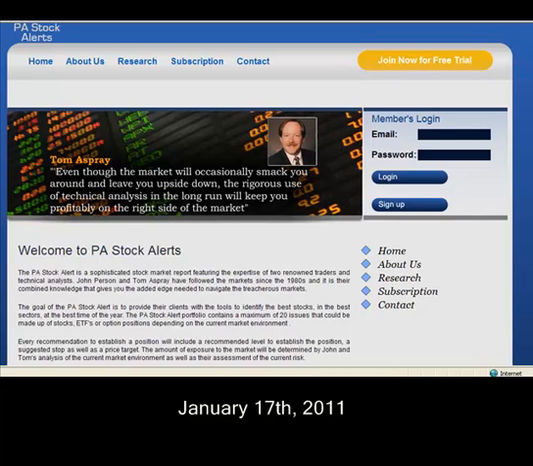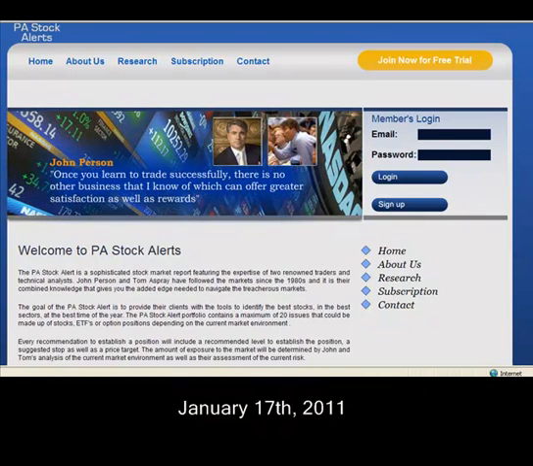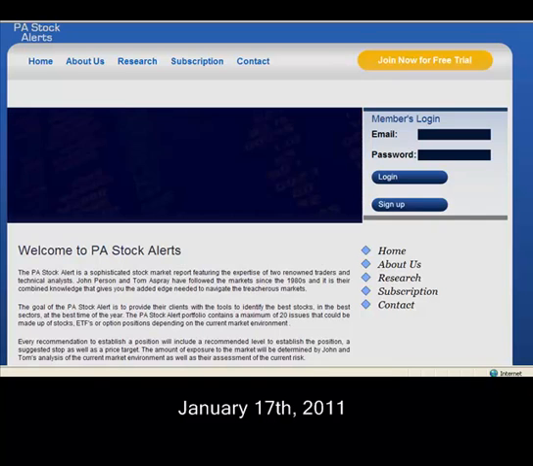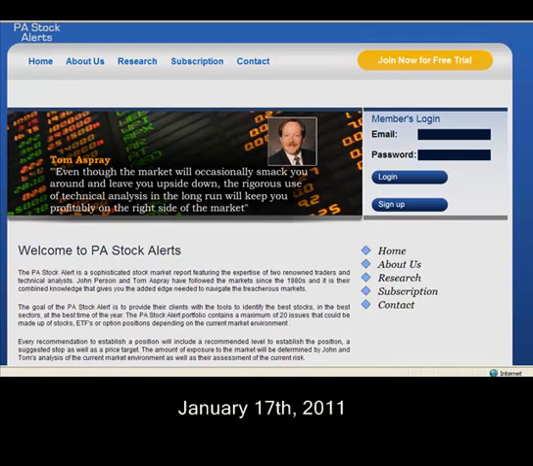For those of you who are not familiar with PA Stock Alerts, John and I write it together. And you might say, what exactly does that mean? Every recommendation we make, we come up with together. And as you might imagine, for two guys who have over 30 years of experience each in the markets, that can sometimes be a fairly lengthy process. But in that way, we figure that we find the best stocks for our clients, also in the strongest sectors.